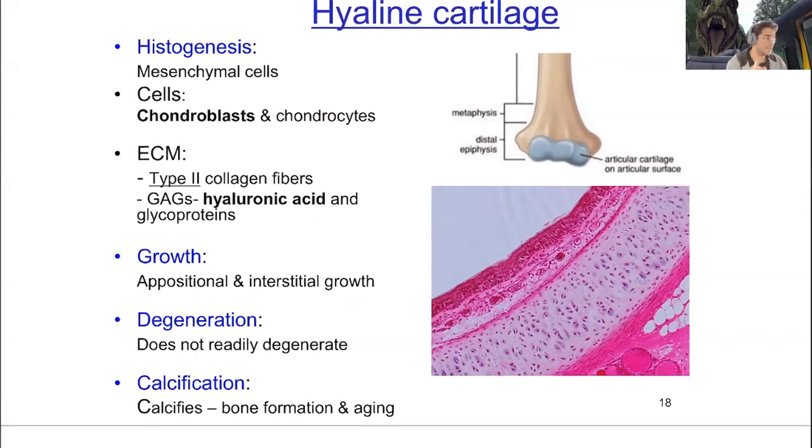Remember, this does not easily degenerate. That's why it makes up a lot of the component of your articulating surfaces. Obviously, it will age based off of calcification, right? Bone formation and calcification.